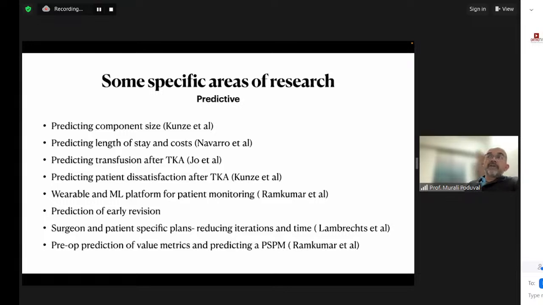The prediction of early revision. There are factors which can be found, and deep learning can actually tell you which are these important factors which predict early revision. A very interesting paper from Lamprex talks about reducing the number of iterations.